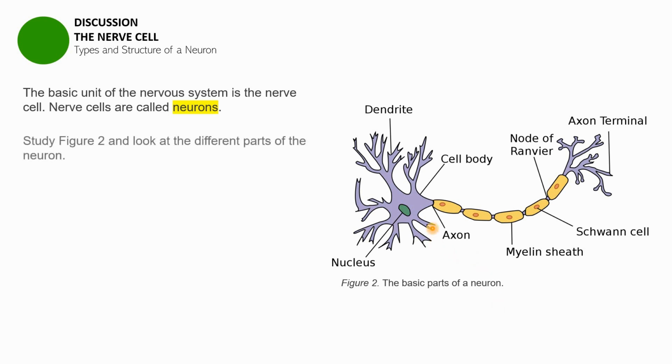Next one, if you study the following figure, you will discover that despite the relatively small size of a neuron, it actually has several parts. And in this case, we mentioned around 1, 2, 3, 4, 5, 6, 7, 8 parts.